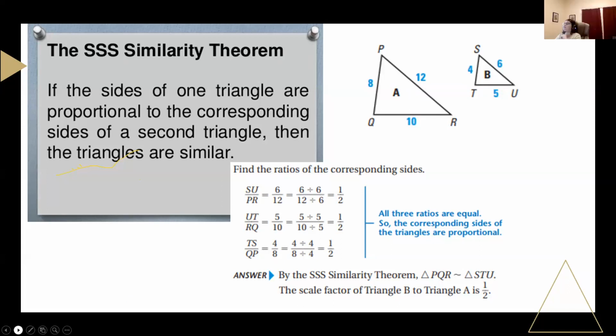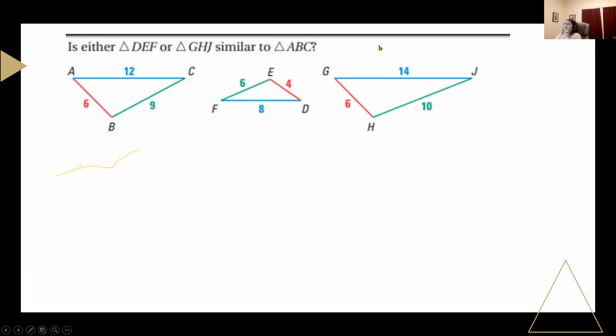Okay, let's try the next one. Now here, one triangle is similar to ABC and one is not. So we're going to check to see which one's similar and which one's not. If I'm looking at ABC, I always like putting the smaller number over the bigger number, just because that's usually the way we do fractions, but you could do the bigger number over the smaller number. It really doesn't matter as long as you are consistent.